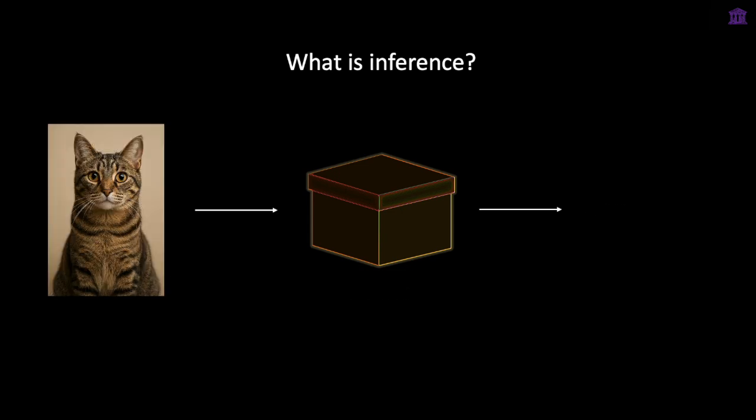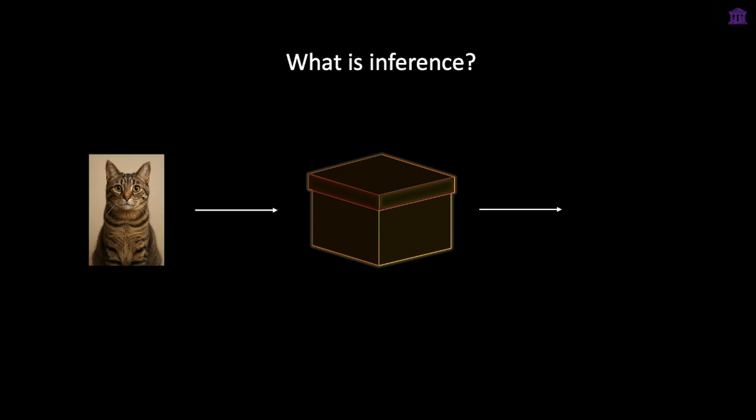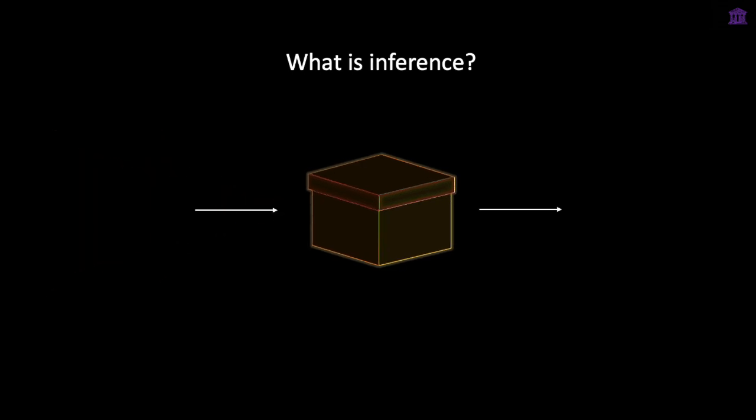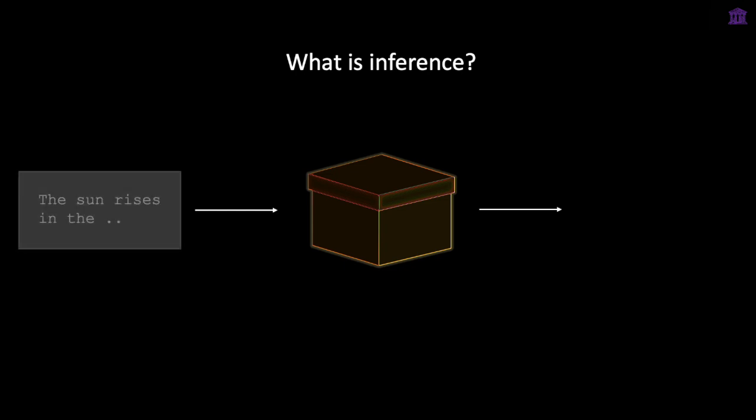Imagine we feed this image of a cat into our box. The system processes the visual data to ask a specific question. What animal is in this image? When the box identifies the features and successfully outputs the label cat, that entire transition from image to label is what we call inference.